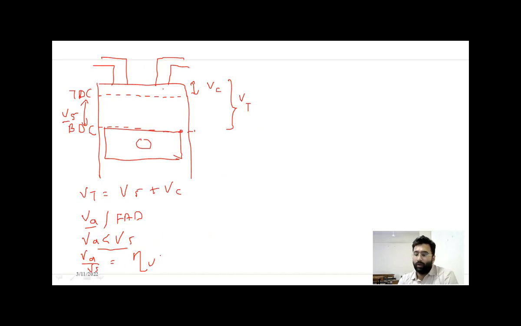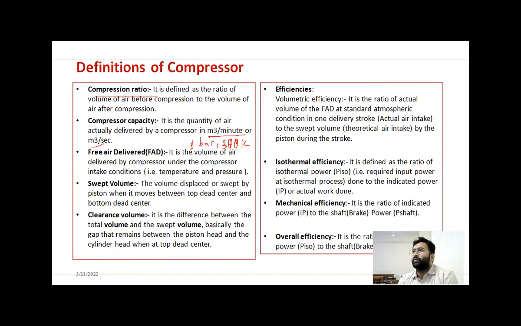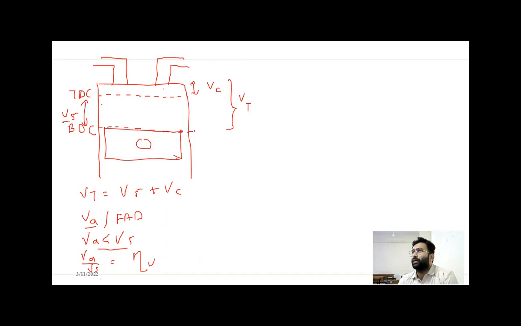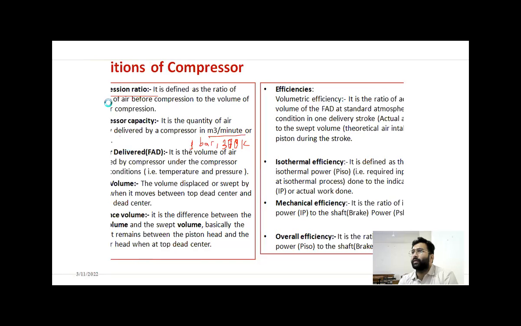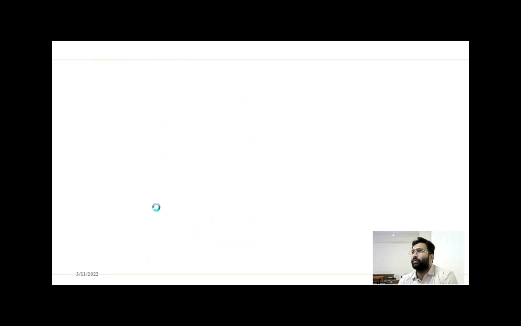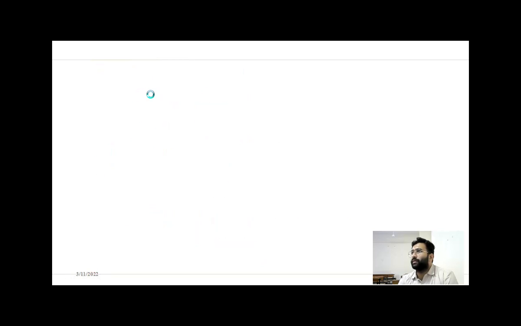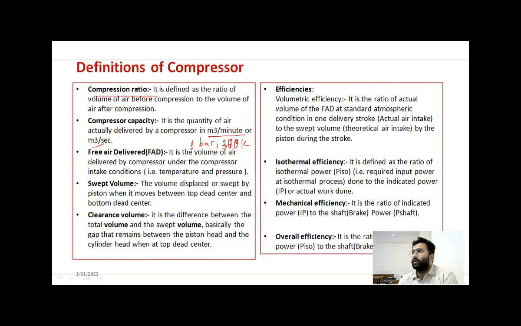So here we are studying swept volume. I hope you understood. This is the swept volume, the volume between TDC and BDC. Clearance volume is the volume kept between the cylinder top and TDC, maintained for safety purposes. Swept volume is the volume displaced by the piston when it moves from top dead center to bottom dead center. Clearance volume is the difference between the total volume and the swept volume. Basically, it is the gap that remains between the piston head and the cylinder head when the piston is at top dead center.